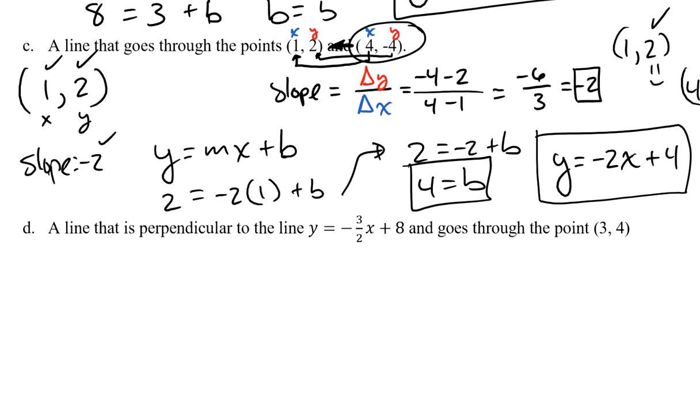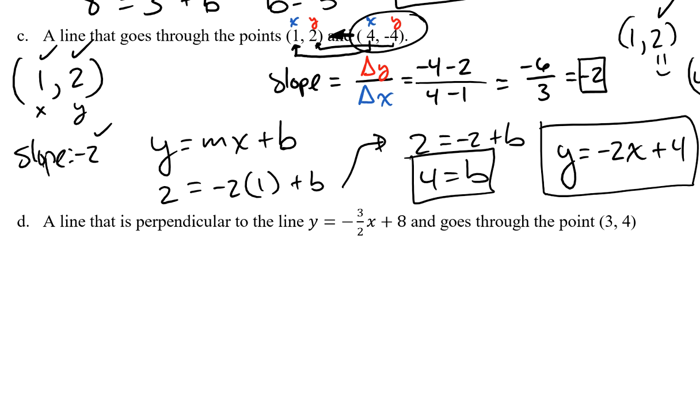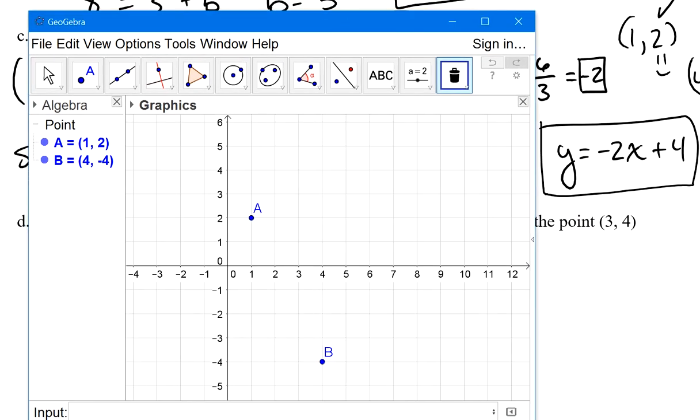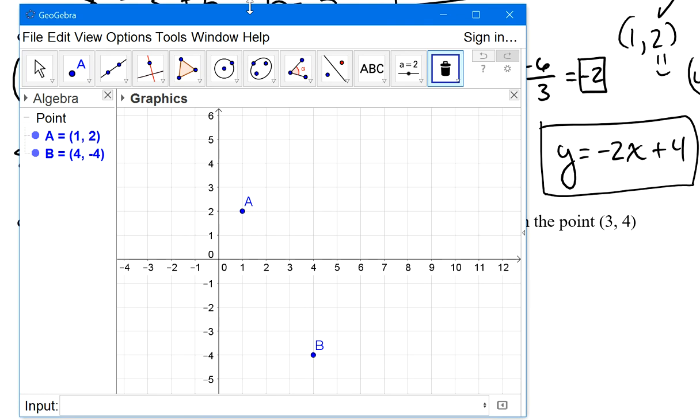So if I was to grab GeoGebra and plot both of those points, here they are. One of the points was at over 1, up 2. The other point was over 4, down 4. And our claim is that this line, the equation that we got, was -2x plus 4.